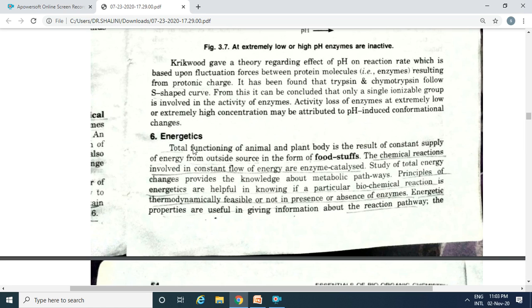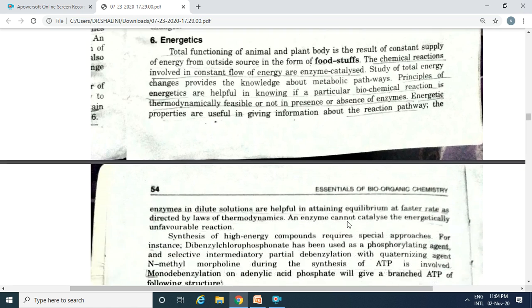The sixth factor is the energetics. The total functioning of the animal and plant body is the result of a constant supply of energy from an outside source in the form of foodstuff. The chemical reactions involved in the constant flow of energy are enzyme catalyzed. Principles of energetics are helpful in knowing if a particular biochemical reaction is thermodynamically feasible or not in the presence or absence of enzymes. Energetic properties are useful in giving information about the reaction pathway.